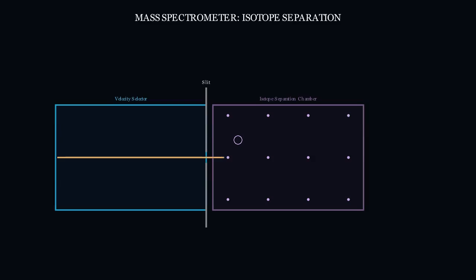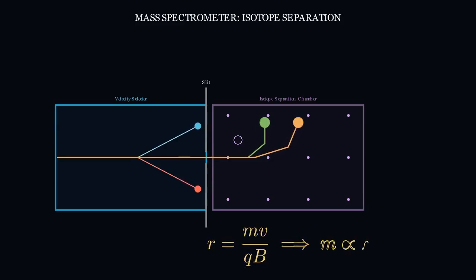By placing a narrow slit at the end of the crossed field region, we can filter out all particles except those traveling at the precise velocity of v equals E over B. This allows scientists to isolate isotopes and analyze chemical compositions with extreme accuracy. By understanding the geometric interaction of electric and magnetic vectors, we can command the trajectories of subatomic particles, transforming raw physical forces into highly precise analytical tools.